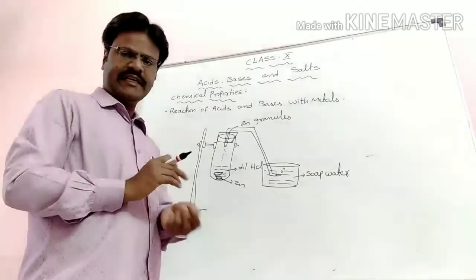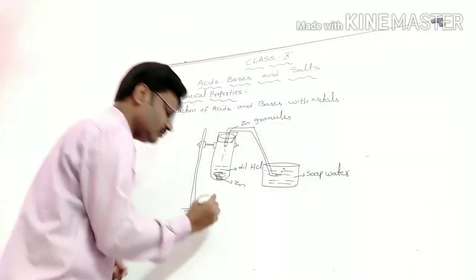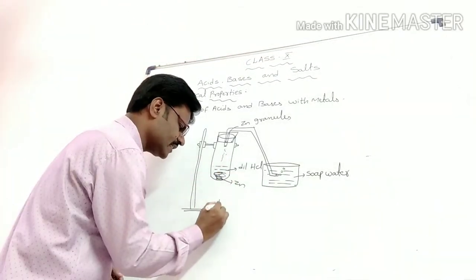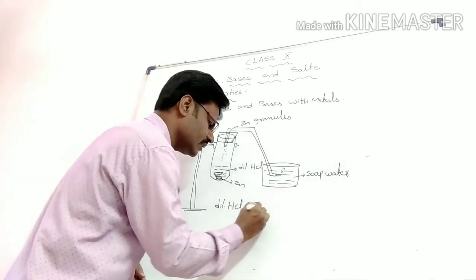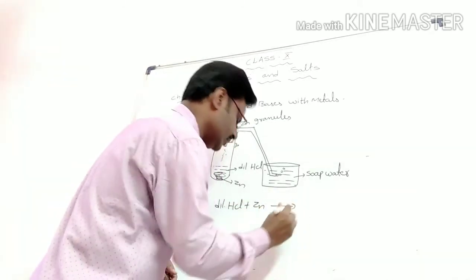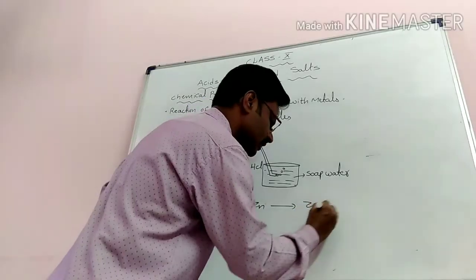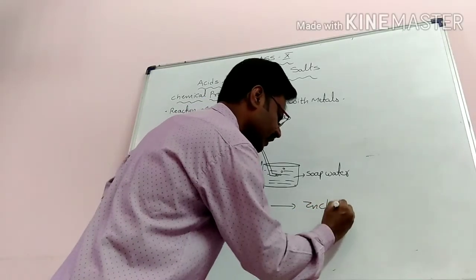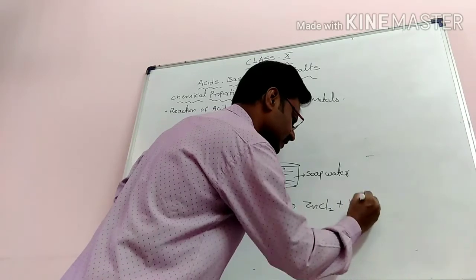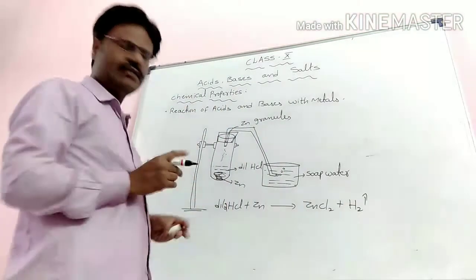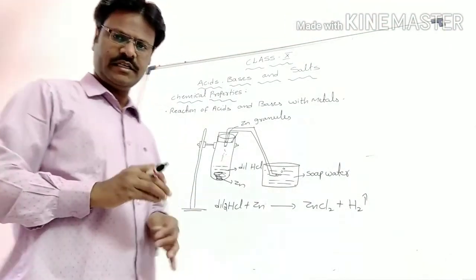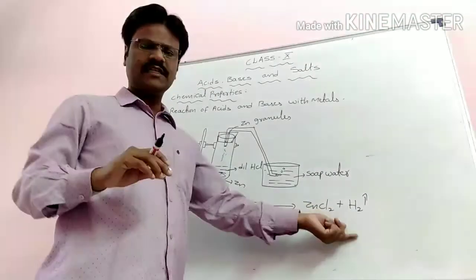Then what chemical reaction takes place? When dilute hydrochloric acid reacts with zinc granules, it produces zinc chloride and hydrogen gas is released. The reactants are zinc granules and hydrochloric acid. Hydrochloric acid is colorless.